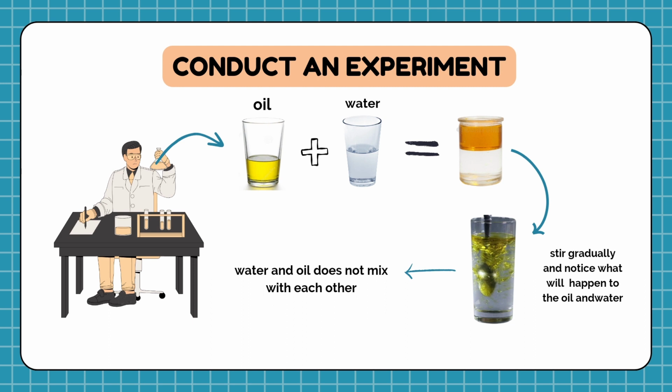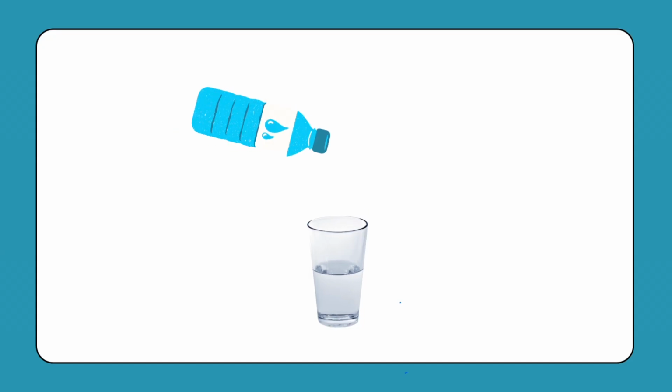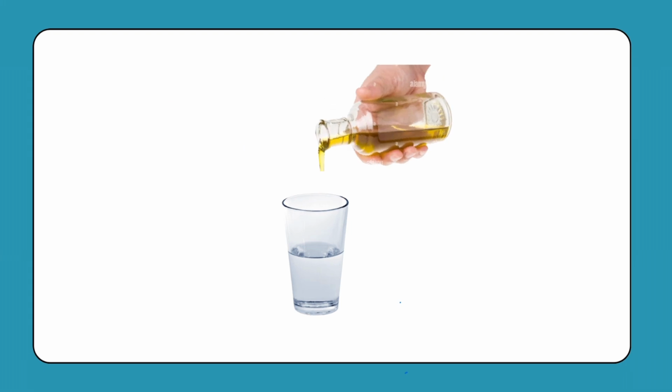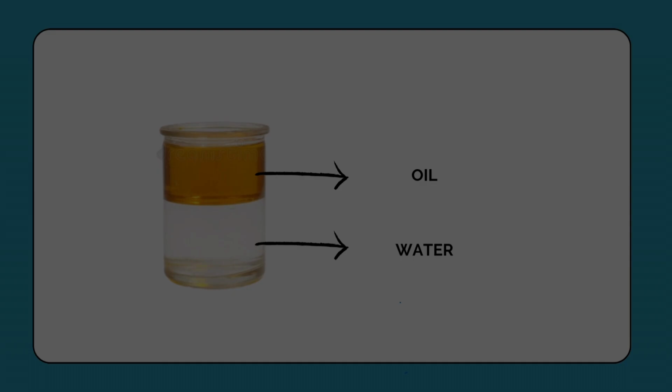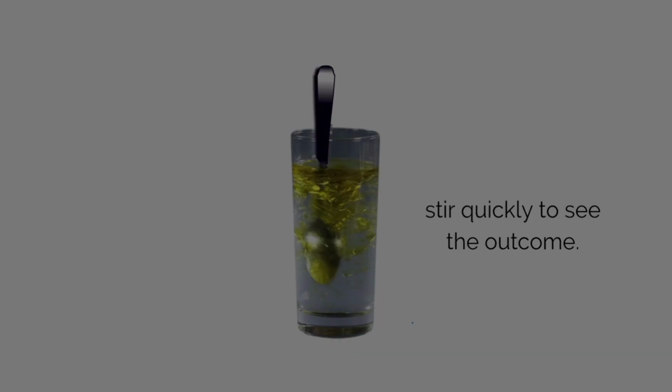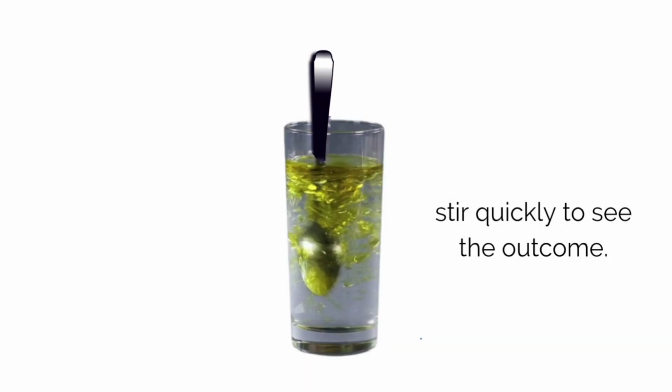As we complete making an observation and forming questions and hypotheses about the mixture of oil and water, we can now proceed to the execution of the experiment. In this part, we will pour a half cup of water and a half cup of oil into the same container. After pouring the oil and the water into the glass, we will now stir it quickly to see the outcome.